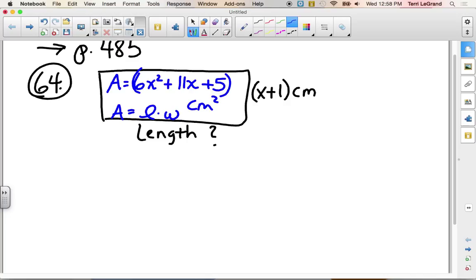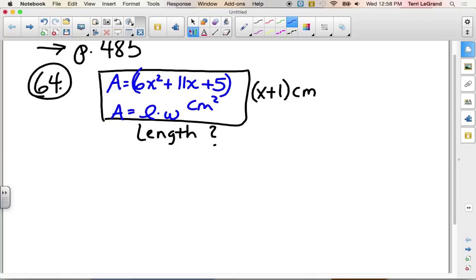What do we know how to do that might be helpful? Factor. So if we factored the area, we would have a binomial times a binomial, and one of those binomials would be the width, and one of them would be the length. And even though they already told us what the width is, it would be a good thing if after we factor it, we find out that that is one of the factors, right? Okay, so let's do that.